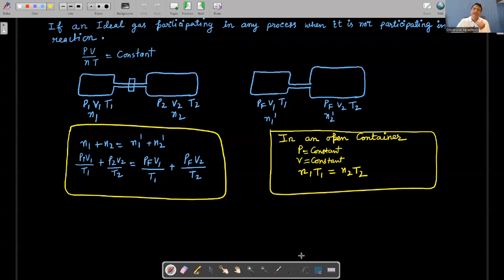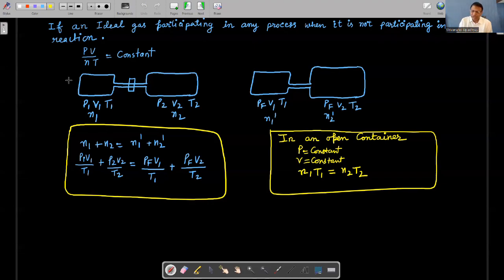It may be possible that during a process, pressure is changing, volume is changing, number of moles is changing, and temperature is constant. Then we can write that P1V1 upon n1 is equal to P2V2 upon n2. Or it may be possible that everything is changing. Then also we can write that P1V1/n1T1 is equal to P2V2/n2T2. There are many questions based on ideal gas, and for all those processes in which an ideal gas is participating, we can apply that the universal gas constant is PV upon nT.